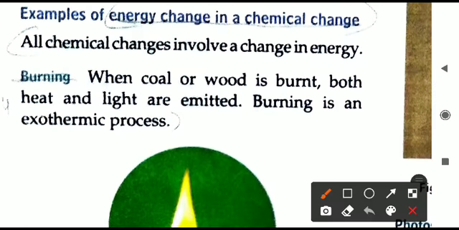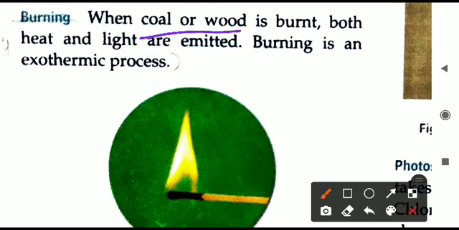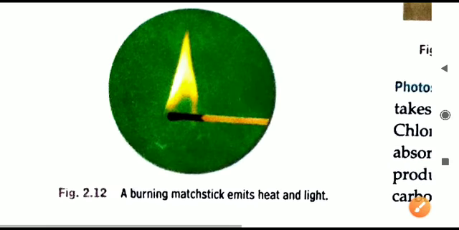Lastly, we will see the examples of energy change in chemical change. When some chemical reaction is going on, how the energy changes involved there, endothermic and exothermic, both we will see now. The first example is burning. Whenever any substance like coal or wood is burned, heat is produced obviously, and light is also produced. Heat is coming outside. Because this energy, heat and light both, is being released, burning is an exothermic process.